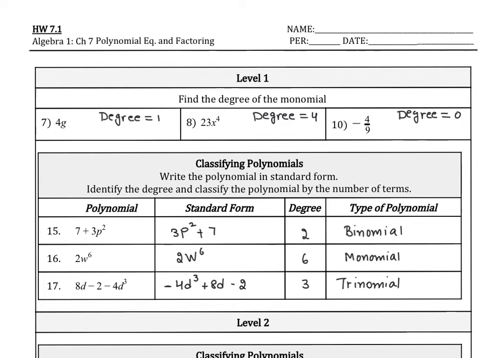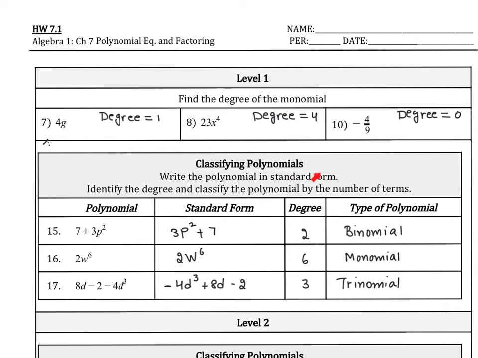7.1 homework level 1. Since question number 7 has a variable g and a degree on it is 1, so the degree for this monomial 4g is 1. x to the power 4: the highest exponent is 4, so the degree is 4. For number 10 is a constant. For a constant term, the degree is always 0.